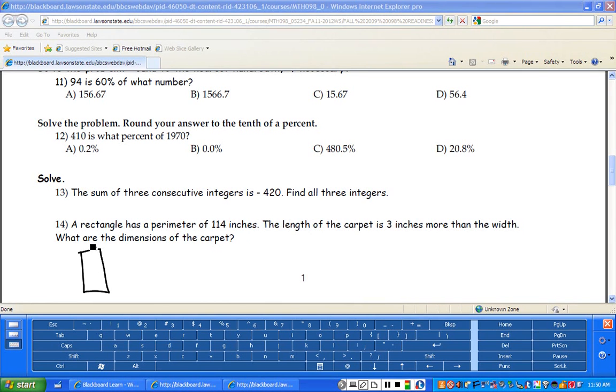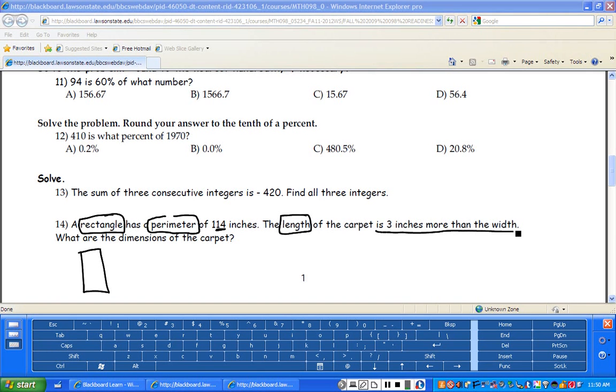So that means we're going to add all the sides up to equal 114 inches. That's what it means by perimeter. Add up all the sides to equal 114. Now it says the length of the carpet, so perimeter was the key. Perimeter is the key. The fact there's a rectangle is the key. Alright, 114. Length of the carpet is 3 more than the width. That's critical as well. Okay, so we want to know the dimensions.